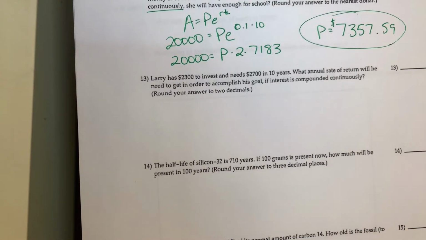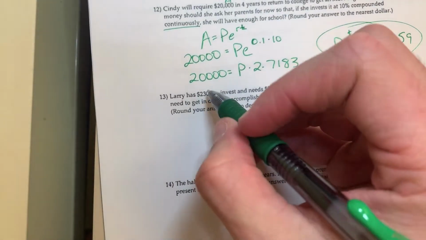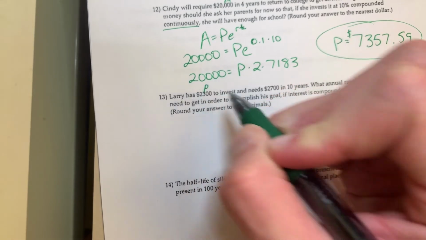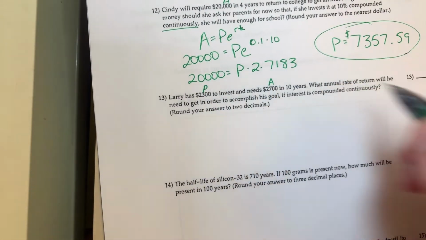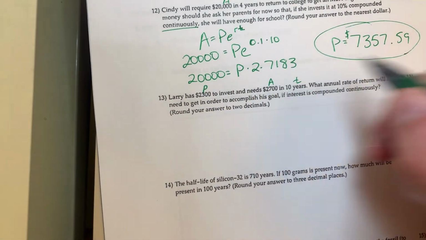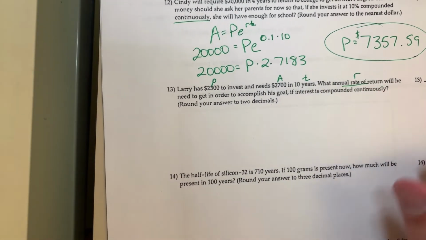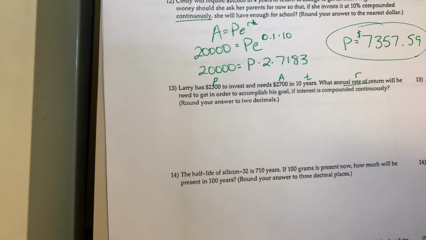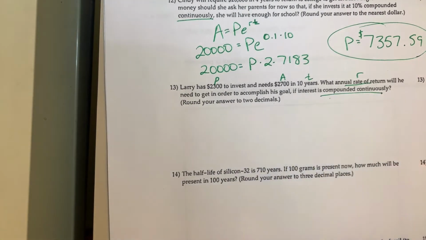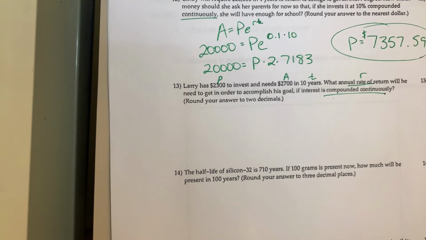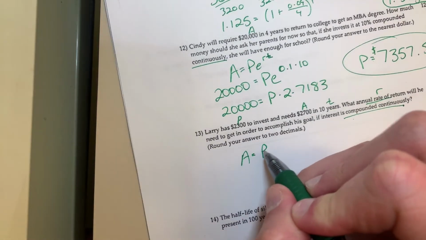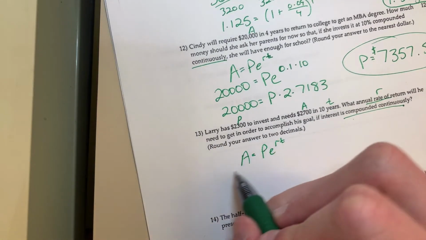Okay, next one. Larry has $2,300 to invest and needs $2,700 in 10 years. Again, a lot given to us there. He has this now, that's his principal. He needs this later, that's his final amount, and that's his time. What annual rate of return, so my R is going to be my variable that I need to solve for, if his interest is compounded continuously. Okay, so not having an end value again, we're using our PERT equation again.